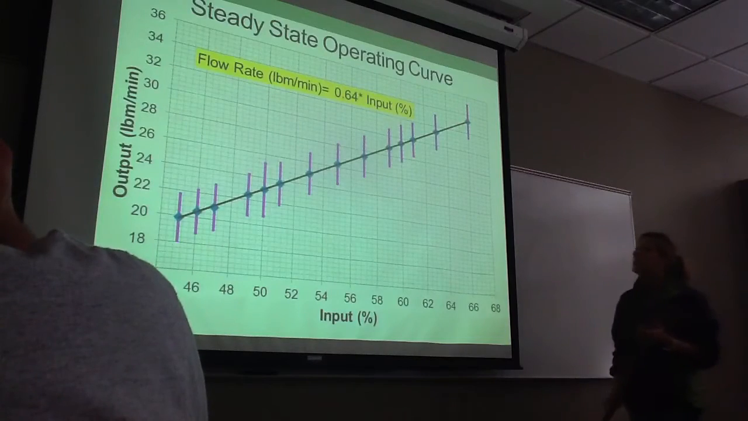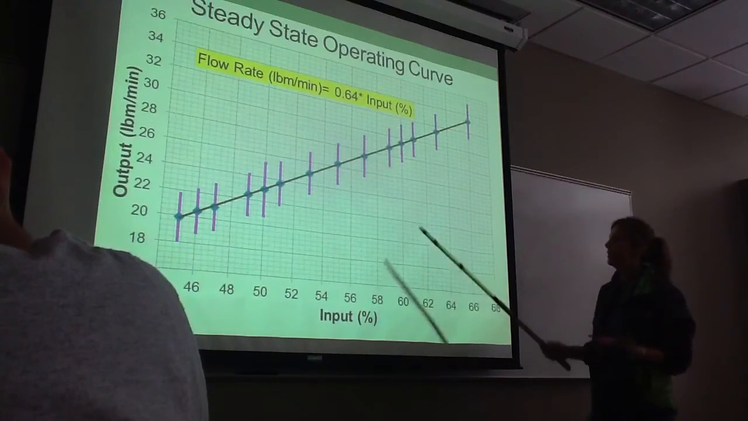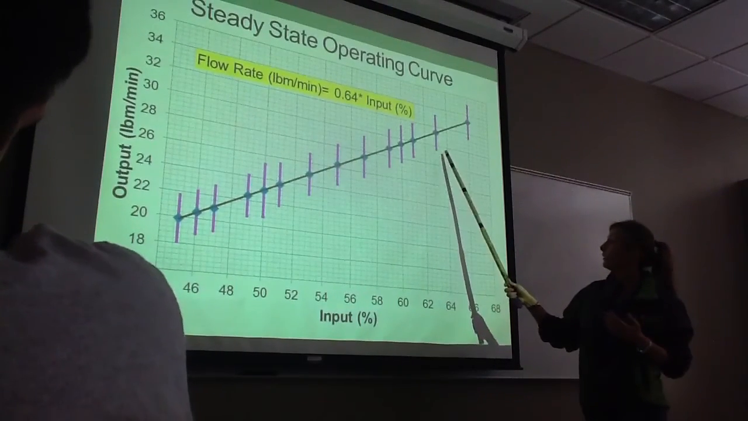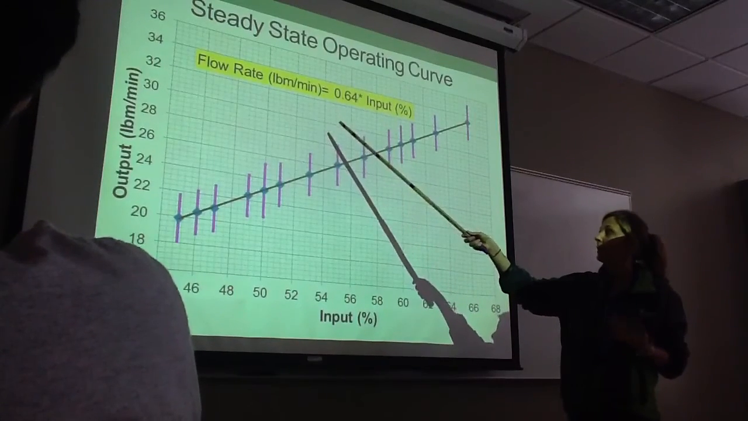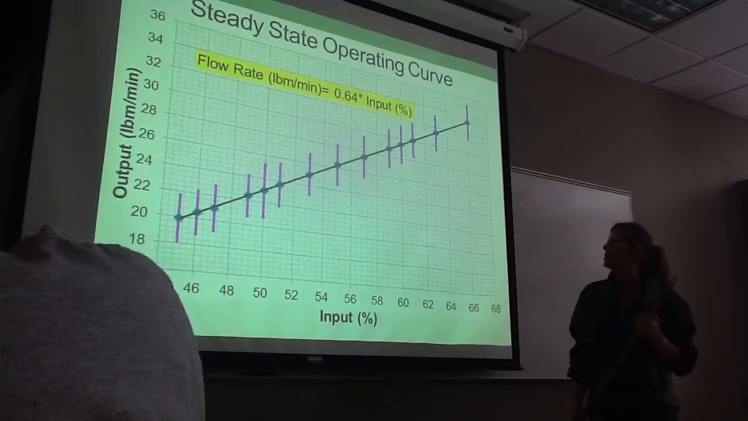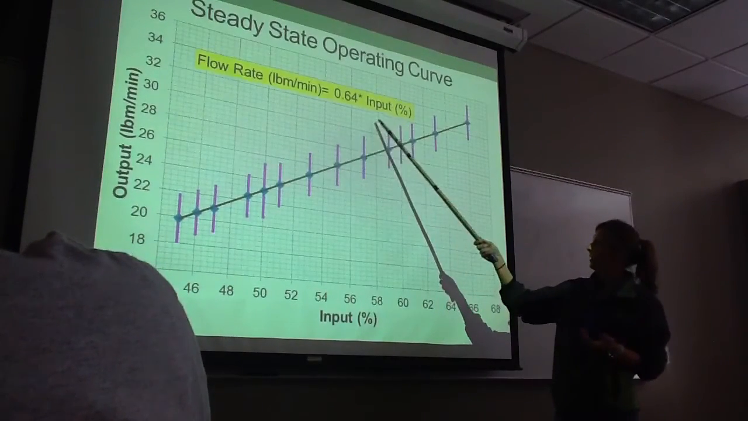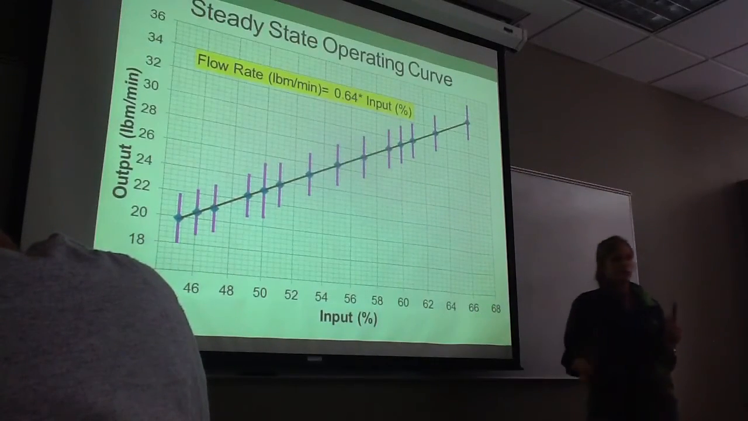From all of the steady state experiments we ran, we generated a steady state operating curve, and this is ours. On the linear trend line of the steady state operating curve, you see the equation. Flow rate in pounds per minute equals 0.64 times the input percent. So at any time during the experiment, you can plug your input percent in, and that should give you the flow rate out that you will expect.